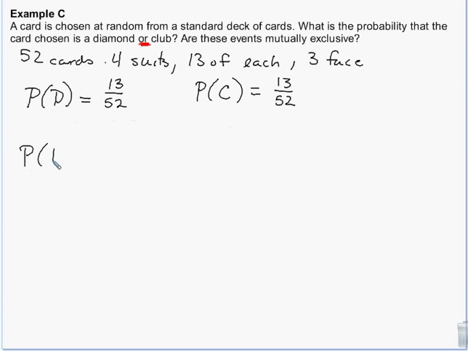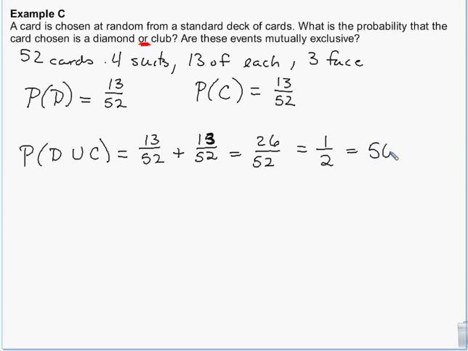So we've got the probability of diamond or club is 13 over 52 plus 13 over 52. So that's going to be 26 over 52, which is 1/2. So you actually have a 50% chance of pulling out a card that is a diamond or a club. If you think about that, that kind of will make sense because there's 4 suits, right? Diamond and club is half of them. So you have a 50% chance of getting that, if you think about it.